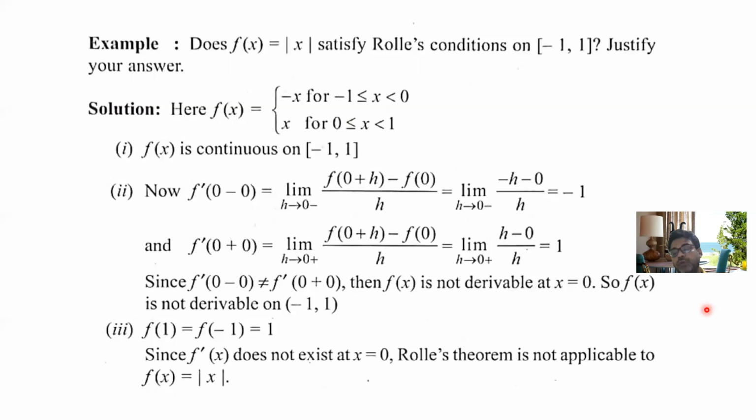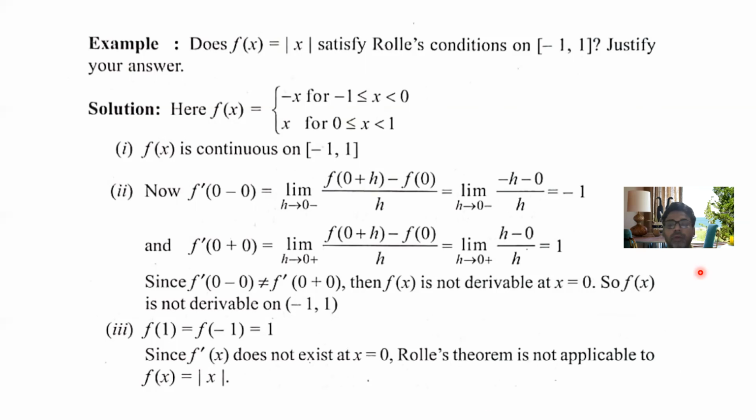Next, this is also a very important question for you. Does f(x) is equal to mod x satisfy Rolle's theorem conditions on minus 1, 1? Justify your answer. So already you know this is a very well known function to all of you. So here f(x) is mod x, which is basically nothing but minus x for minus 1 less or equals to x less than 0, and x for 0 less or equals to x less than 1. So this is the range.